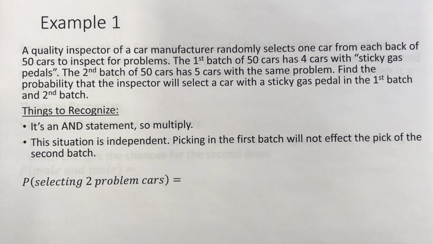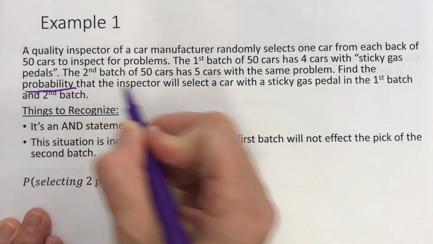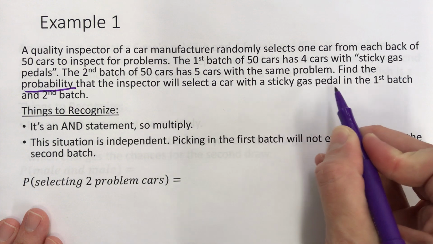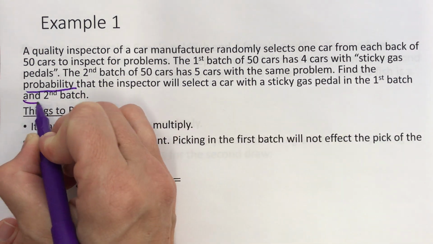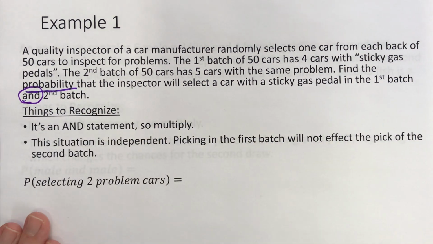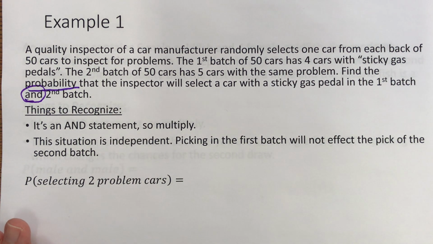It's an and statement, so we want to multiply. So the last sentence says, find the probability that the inspector will select a car with a sticky gas pedal in the first batch and the second batch. So that is our clue that we are multiplying. This situation is independent. Picking in the first batch will not affect the pick of the second batch. And that is important on your setup.